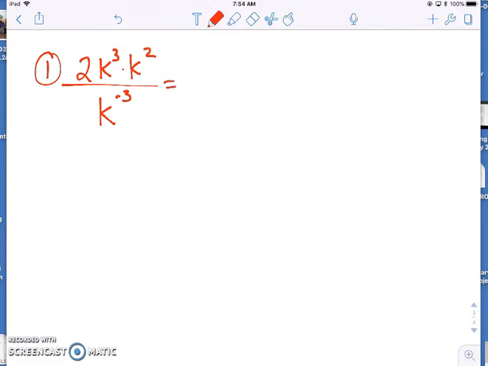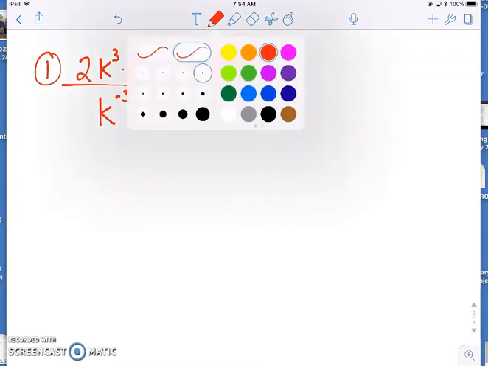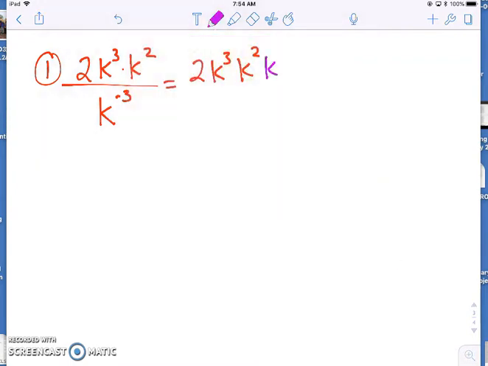I tend to get rid of negatives first. So this is 2k to the 3rd, k squared, and then this one right here would become k to the 3rd. So what does that equal? Well, 2, 3k's, 4, 5's, 8k's. So 2k to the 8th.